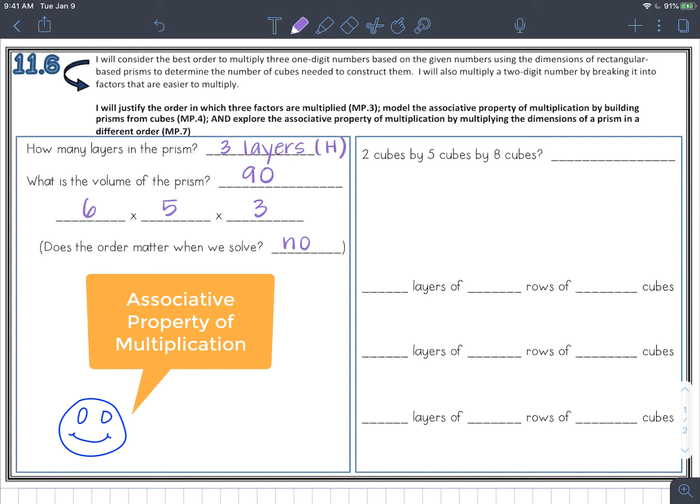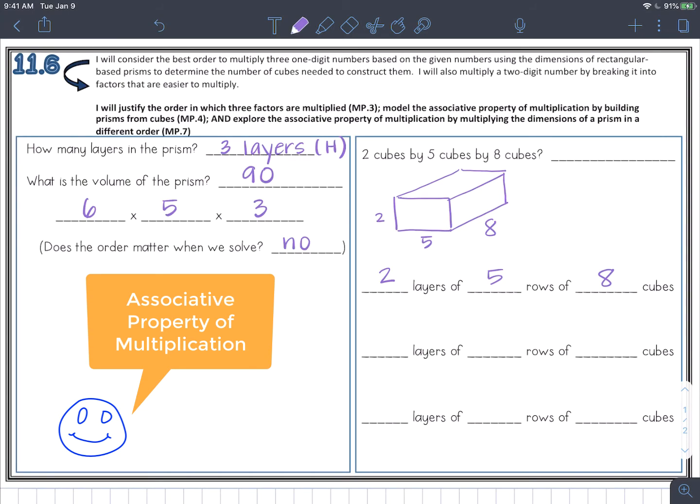Okay. Now let's draw a diagram for 2 cubes by 5 cubes by 8 cubes. I have 2 as the height, 5 as the width, and 8 as the length. Now I could draw this different ways. I could have drawn this rectangular prism standing up and being really tall with 8 as the height.